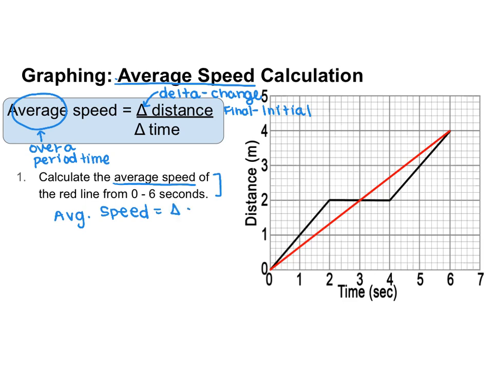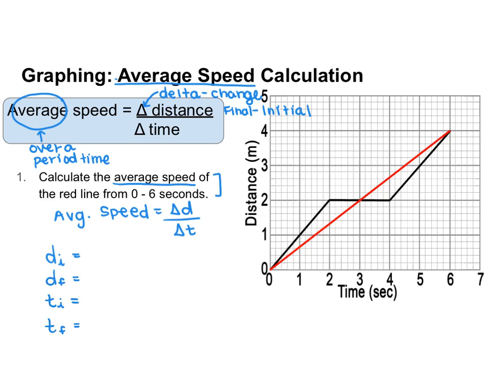And that's going to be our change in distance over our change in time. So again, if we want a change, we're going to need to know a final and an initial. So we're going to do DI, which is D initial, and DF, which is D final. And we're going to do change in time too. So we need TI, which is T initial, and TF, which is T final. So this information we're going to get from the graph.